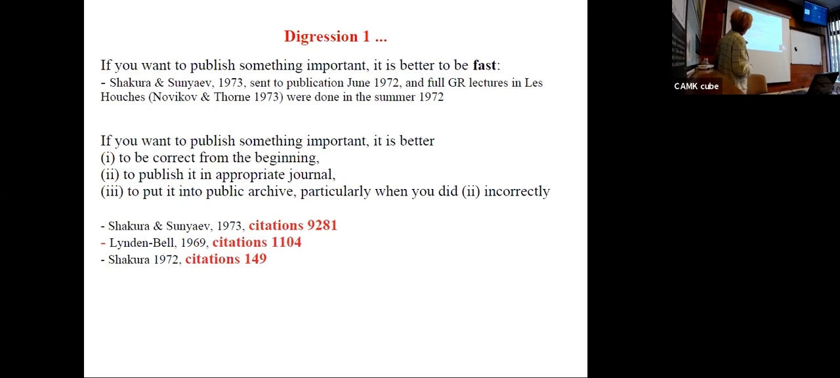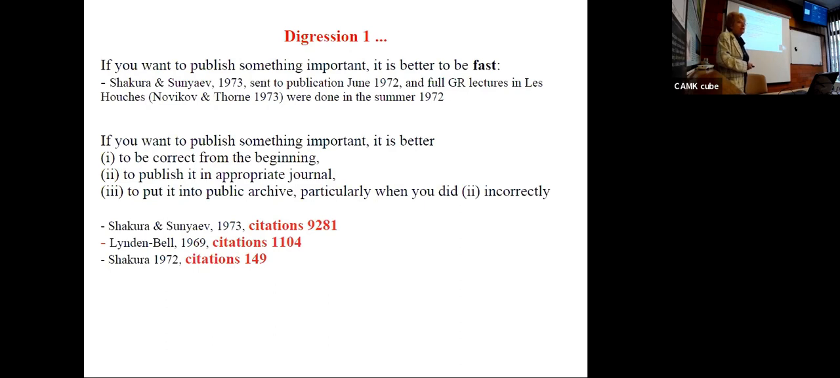And then the last paper, Shakura 72. Actually, the whole theory, the alpha viscosity, was presented in the paper by just Nikolai Shakura, 72. The problem is that first he made an error of 50%. We will talk about why he did. In the equations he proposed, he introduced alpha viscosity. But he published that in Russian.